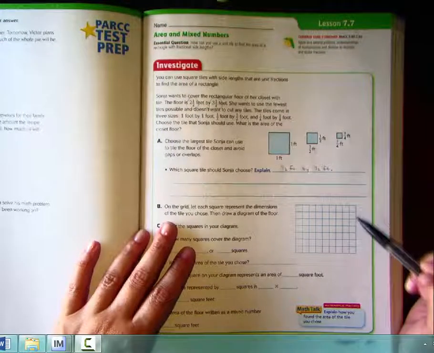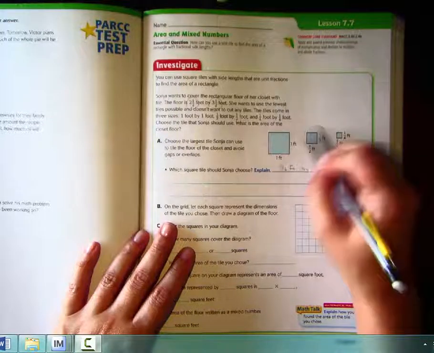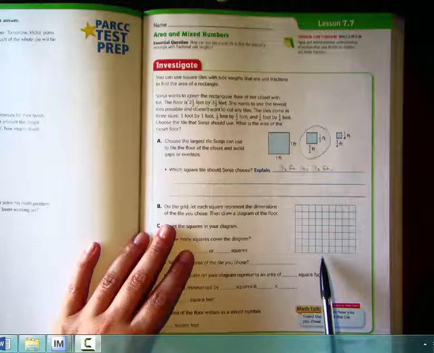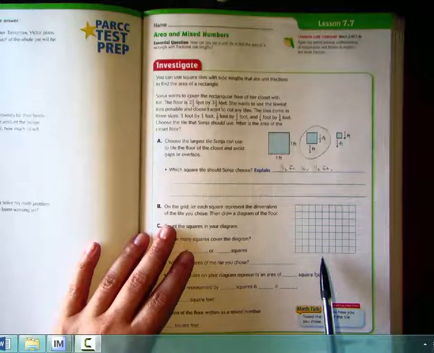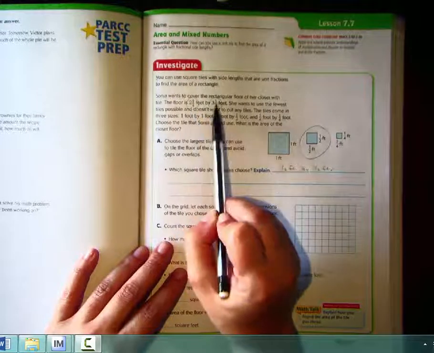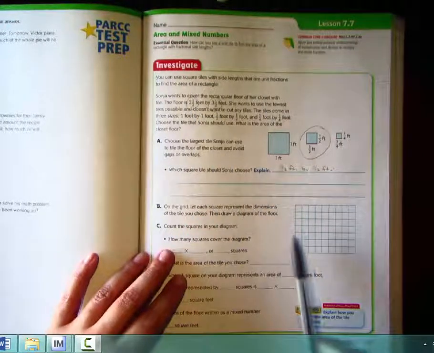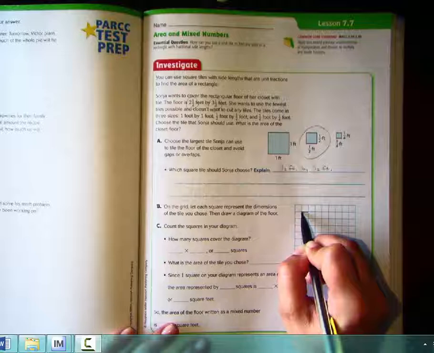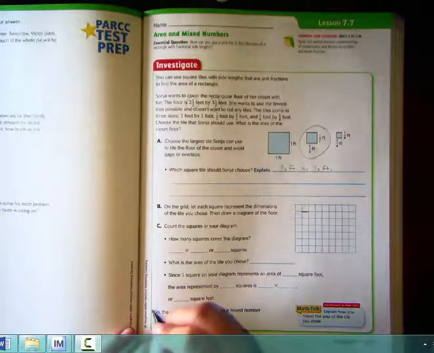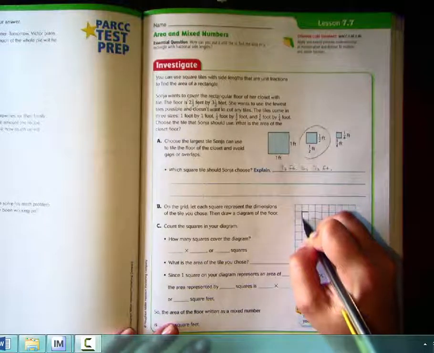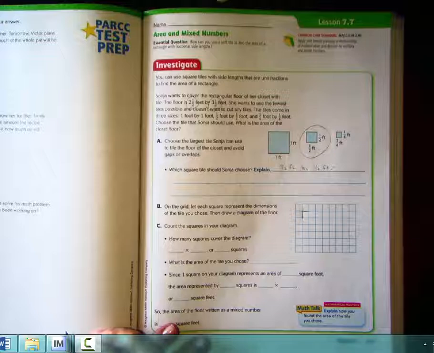Okay. So, knowing that this is the size tile I'm going to be using, B says on the grid, let each square represent the dimensions of the tile you choose. Draw the diagram of the floor. Now remember my floor is 2.5 by 3.5. So now you're going to see what I've been saying. One of these this way is going to equal 1/2 of a foot. One of them this way is going to equal 1/2 of a foot.